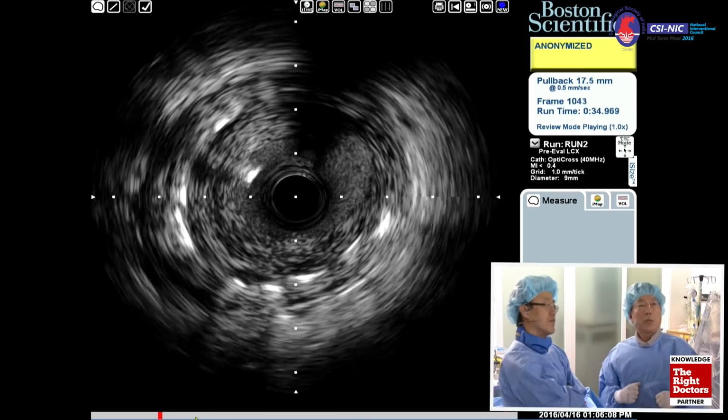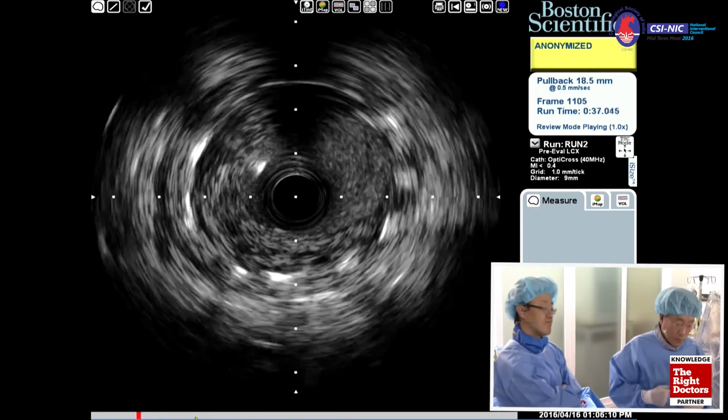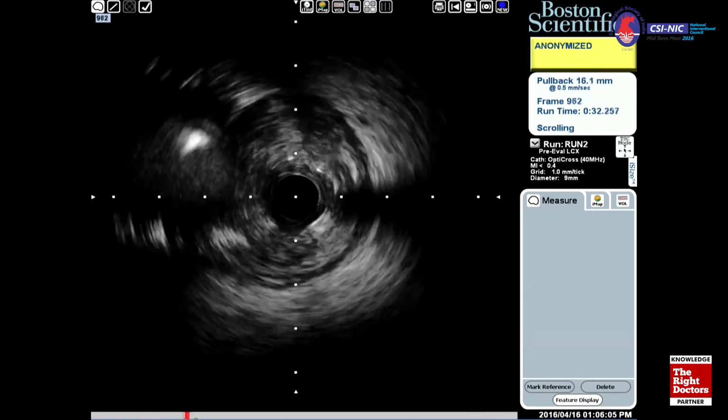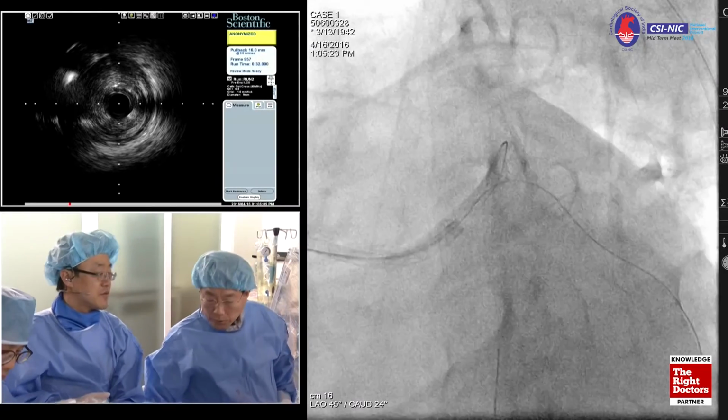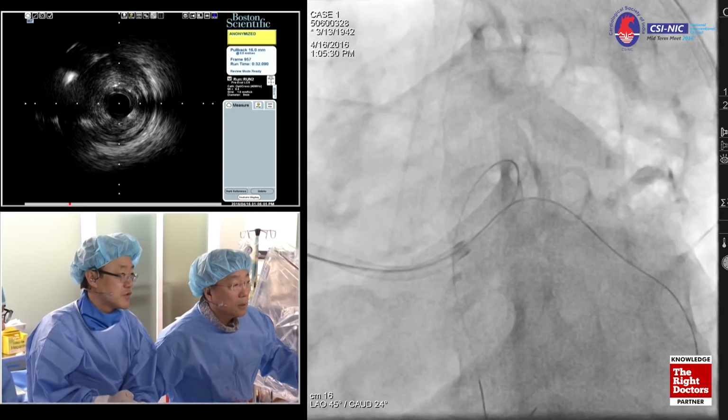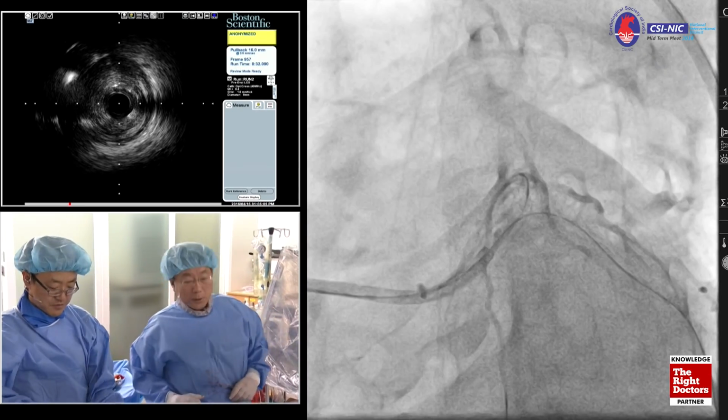Okay, that one, distal lesion, right? So this is the circumflex. We want to take a picture again. Yes. And after that, separate the two lines from the LAD and circumflex, right?